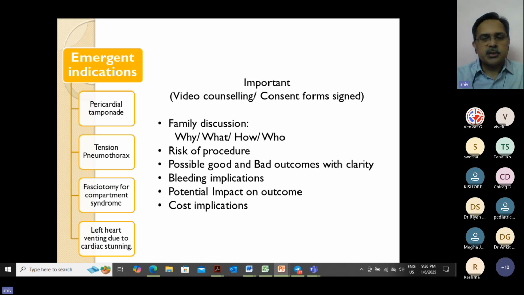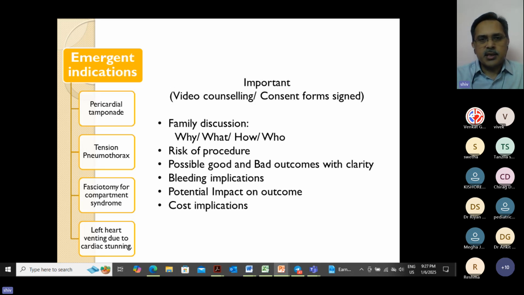Now, when we come to emergent indications, the first and most important thing is a proper discussion with the family. Preferably have a video counseling, consent forms properly signed, where we discuss why we are doing the procedure, what is the indication, how we are going to do it, and who is going to do the procedure. I think not only just the father and mother, because in pediatrics they are the primary decision makers, but it's always good to have the extended family for the discussion, because if something goes wrong, it's usually the extended family which creates trouble and not the parents themselves.